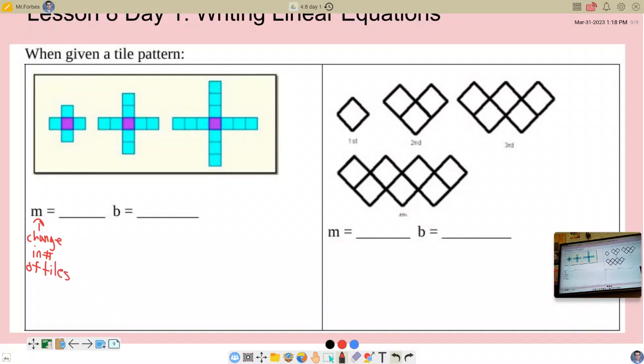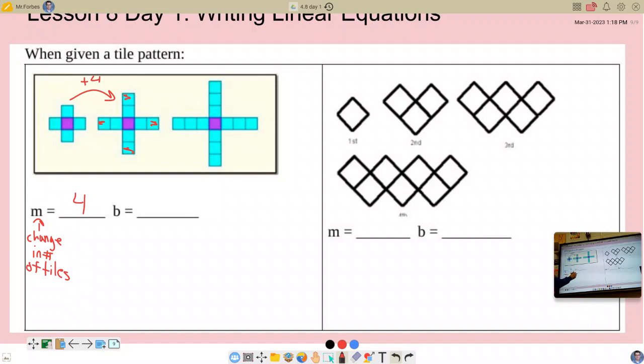So when I look from here to here, I've got to know what's my change in the number of tiles. 4, right? I'm adding this one, this one, this one, and this one. So I added 4 tiles. So my slope is positive 4. That's my slope, because it's the change in the number of tiles. I simply just count the tiles in the first one, and then count the tiles in the next one and see what the difference is.